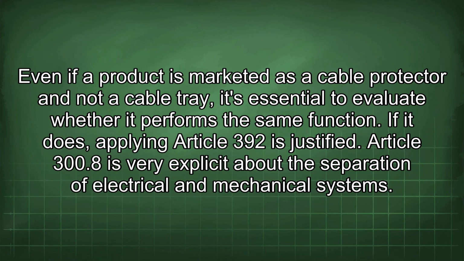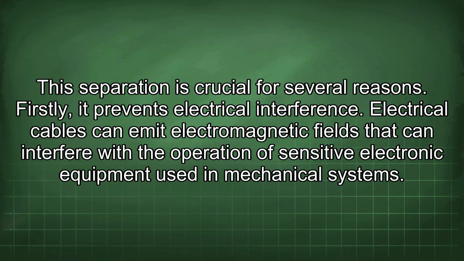Article 300.8 is very explicit about the separation of electrical and mechanical systems. This separation is crucial for several reasons. Firstly, it prevents electrical interference. Electrical cables can emit electromagnetic fields that can interfere with the operation of sensitive electronic equipment used in mechanical systems.